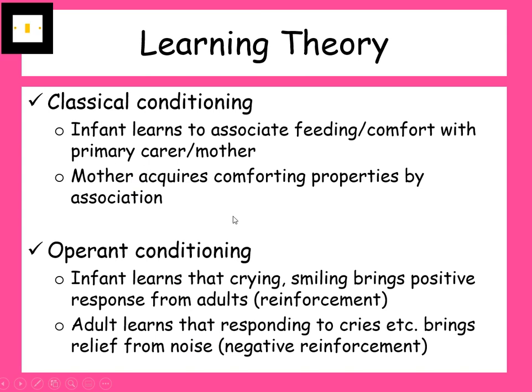So if we just leave operant for a minute and just have a quick look at this. So the infant learns to associate feeding and comfort with the primary carer, the mother. The mother acquires comforting properties by association. So this is actually quite a powerful thing that the infant doesn't know anything about. The mother doesn't really. But what we're doing is we're basically applying those principles of classical conditioning to explain an attachment behaviour. Now, of course, you're going to question, is this love? Well, we don't know, but it's certainly an attachment that the child is distressed without being there.